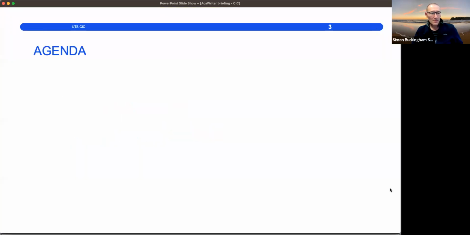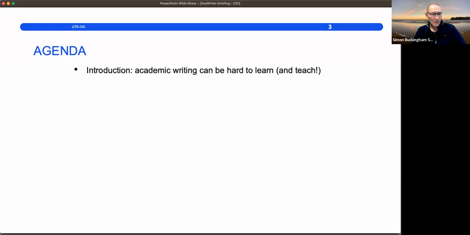So here's the agenda for the next hour briefing. By the time we get done, we're going to talk about the challenges of academic writing. We're not here to teach spelling and grammar, but there are well-known tools already for dealing with spelling and grammar. We're going to deal specifically with the features of academic writing that make it distinctive and interesting and hard to learn in some cases.